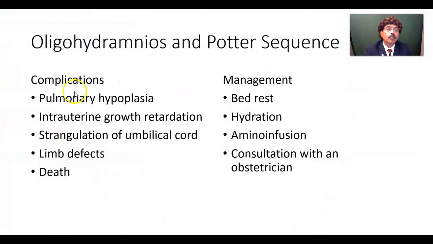So what are the complications? Certainly pulmonary hypoplasia, intrauterine growth retardation, even intrauterine death is possible, strangulation of the umbilical cord, limb defects, and death. Death may be before birth or after birth. Management: bed rest, hydration, amnioinfusion. Certainly consultation with an obstetrician. She or he will guide how to manage a patient with oligohydramnios and Potter sequence.